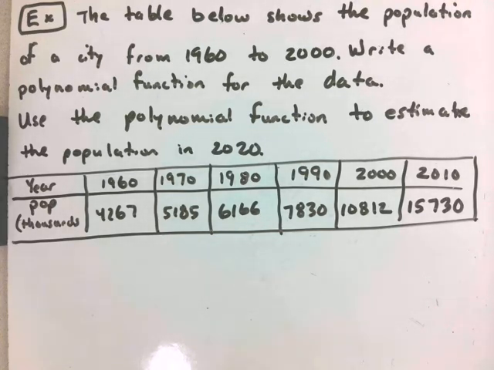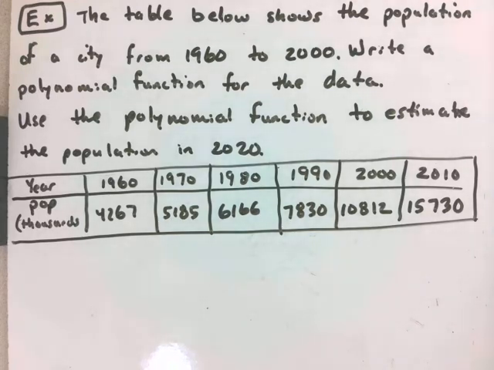In this example, we're going to be using a table to write a polynomial function that best fits the data. As we go through and do that, we need to identify, first of all, what type of polynomial function is going to fit the data the best. So we could be talking about maybe a quadratic or a cubic or a quartic.